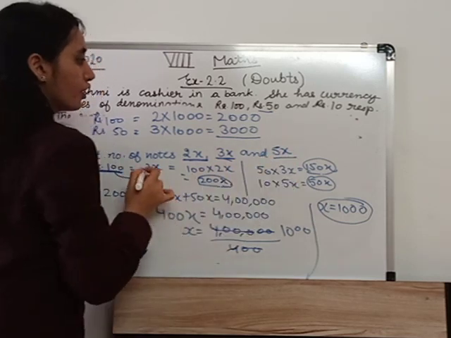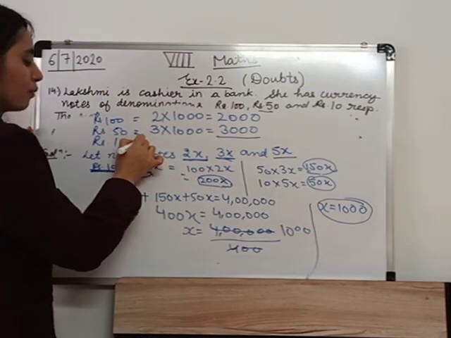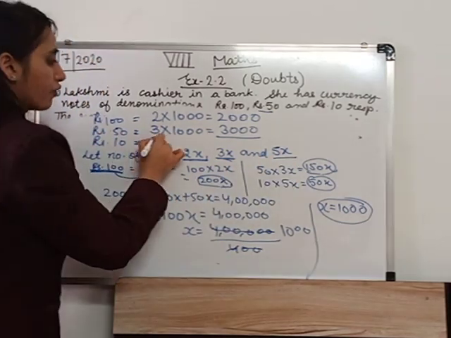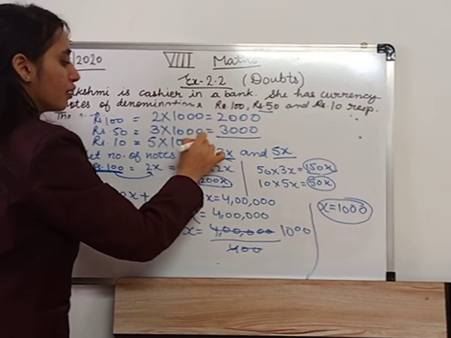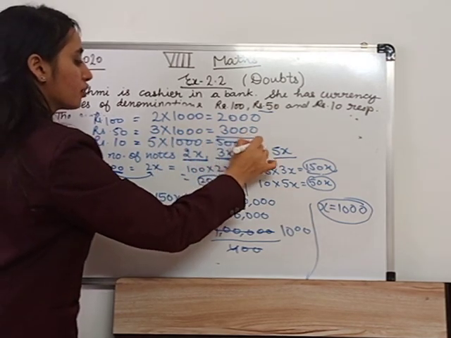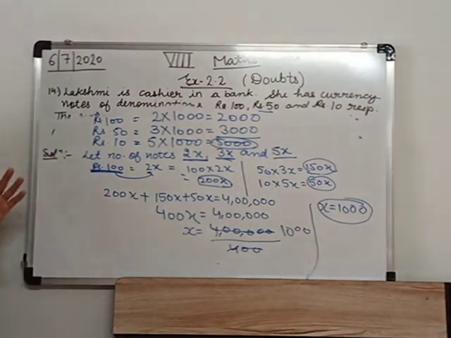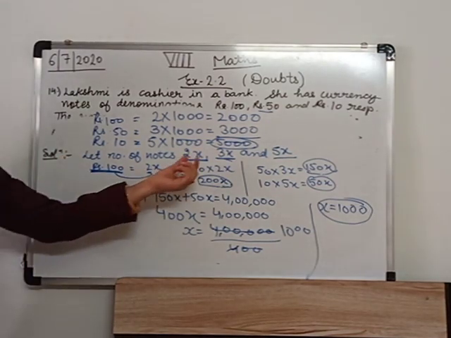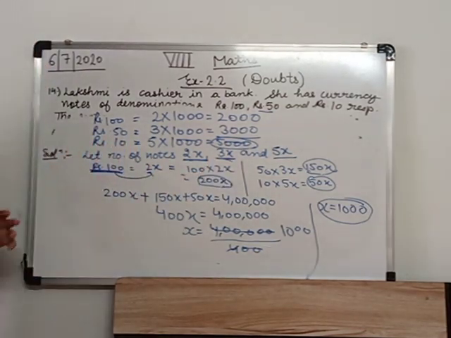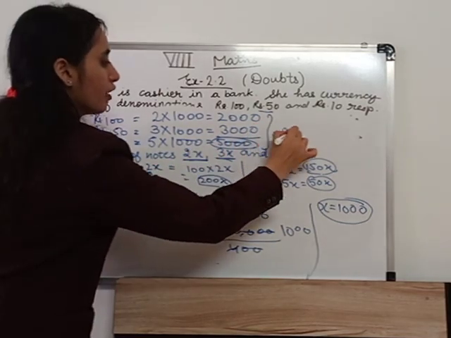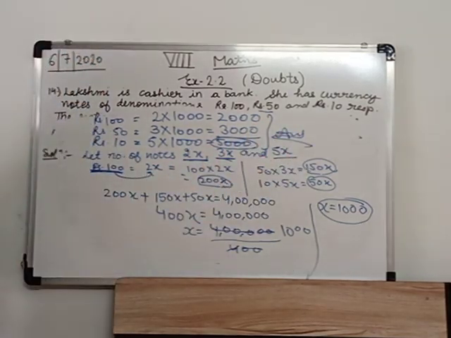Now for 10 rupee notes, how many does she have? 5 multiply 1000 means 5000 notes of 10 rupees. Okay, she has 5000 number of 10 rupee notes. Like this way we can find our answer. Now is it clear to all?